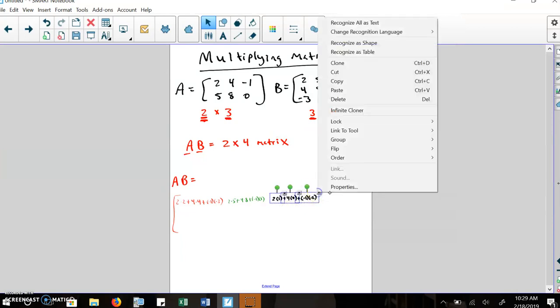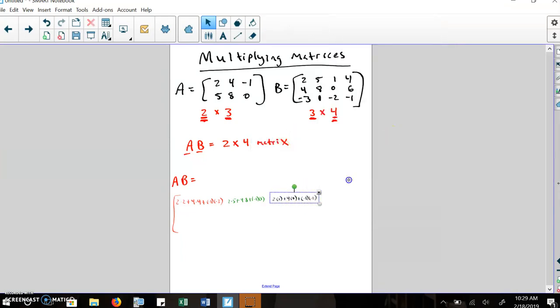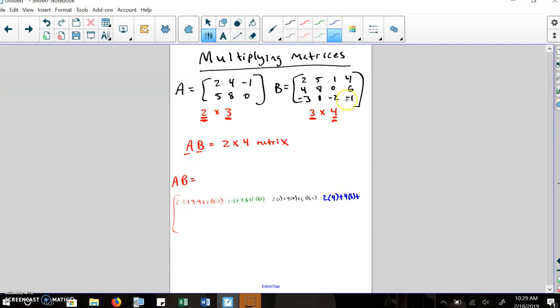Alright, and then for our fourth column here, we're going to do the same thing. Our fourth entry in the first row of our new matrix. Again, we're going to go across the row and down the fourth column. So we're going to have 2 times 4 plus 4 times 6, plus negative 1 times negative 1. And that would be the first row of our new matrix right here.